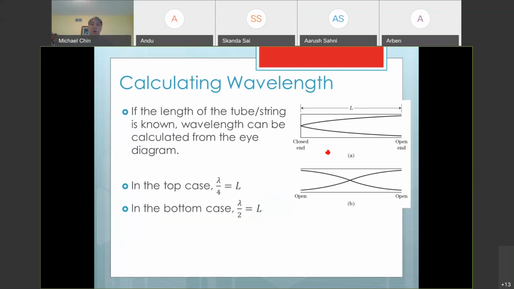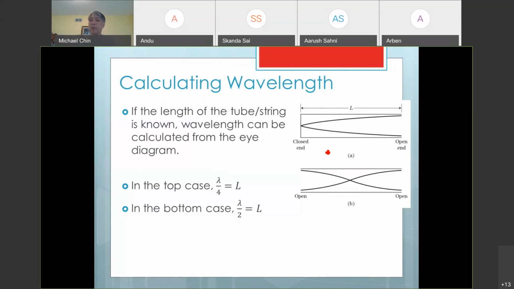Okay, so once I have the eye diagram, how do I calculate what the wavelength is? If you know the length of your medium, either a string or an air tube, just determine how many wavelengths are in this picture. If I have a fundamental, it's just in the uppercase, it's half a wavelength, or lambda over 4 equals the length of my tube.